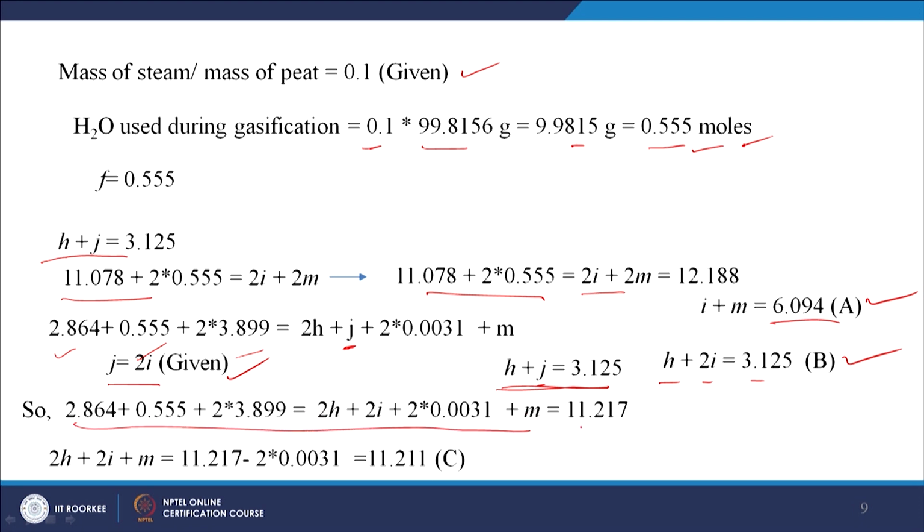And which we have got here, this expression is equal to 11.217. By adding the left hand side we are getting 11.217. So, we can get 2H plus 2I plus M is equal to 11.217 minus this one, 2 into 0.0031. So, that is equal to 11.211. So, we are marking it as C. So, we are getting some new expressions.